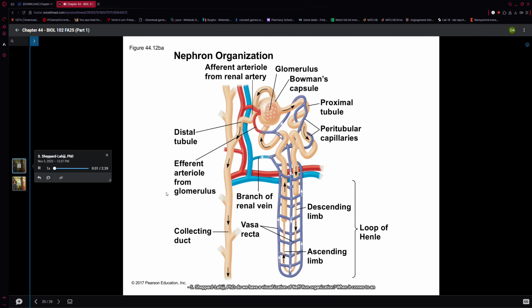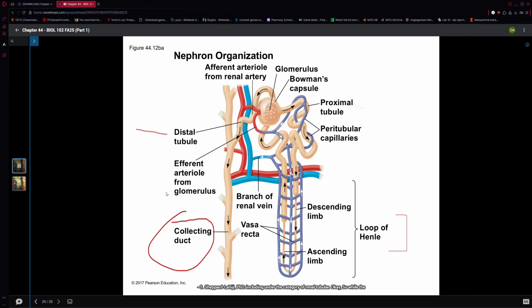Here we have a visualization of nephron organization. When it comes to a nephron, they will all have a renal corpuscle, and a renal corpuscle is composed of a glomerulus and a Bowman's capsule. And this is continuous with the renal tubule. And the renal tubule consists of the proximal tubule. It consists of the nephron loop, which is often referred to as the loop of Henle. It is composed of the distal tubule. So all of that is renal tubule. And the collecting duct, which is shown here, we're not including under the category of renal tubule.